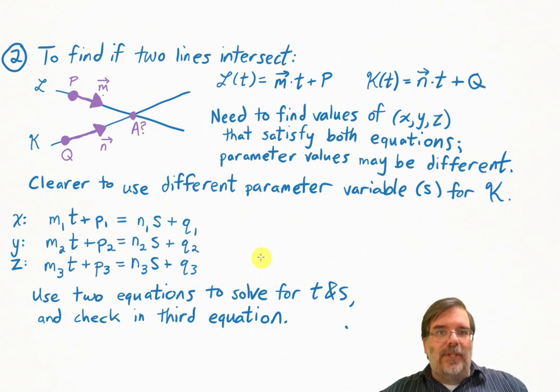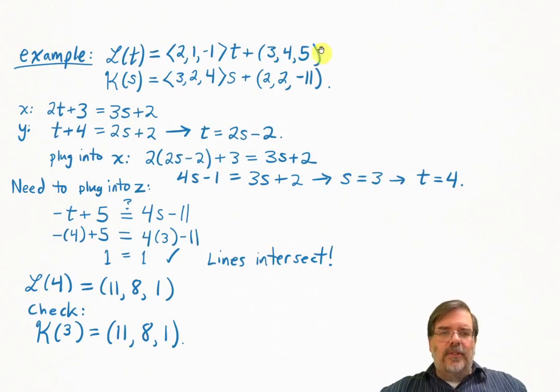All right, let's do an example. So here's two equations of two lines, L of t and K of s. And first we'll want to write down some of the equations for the components. For the x of the line L, that's 2 times t plus 3. For the x of line K, that's 3 times s plus 2. That's our first equation. For the y component of L, it's 1 times t plus 4. For the y component of K, that's 2 times s plus 2.